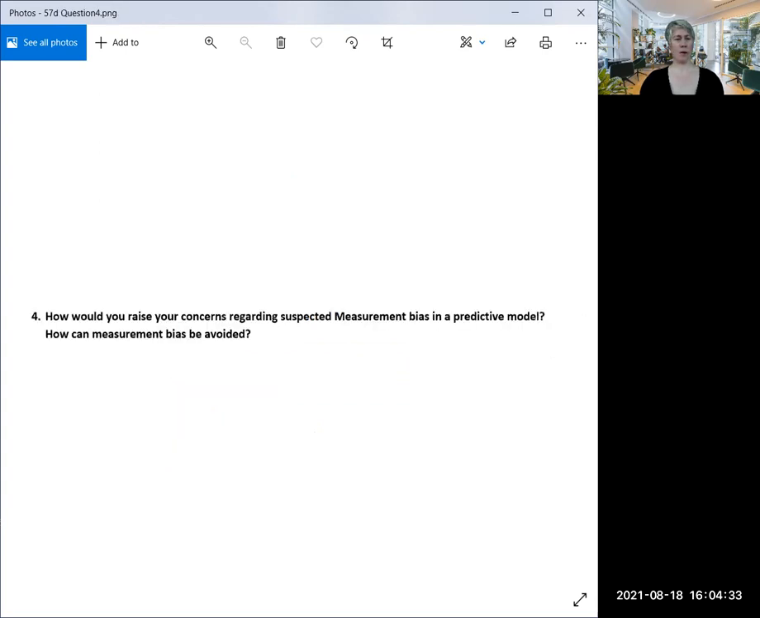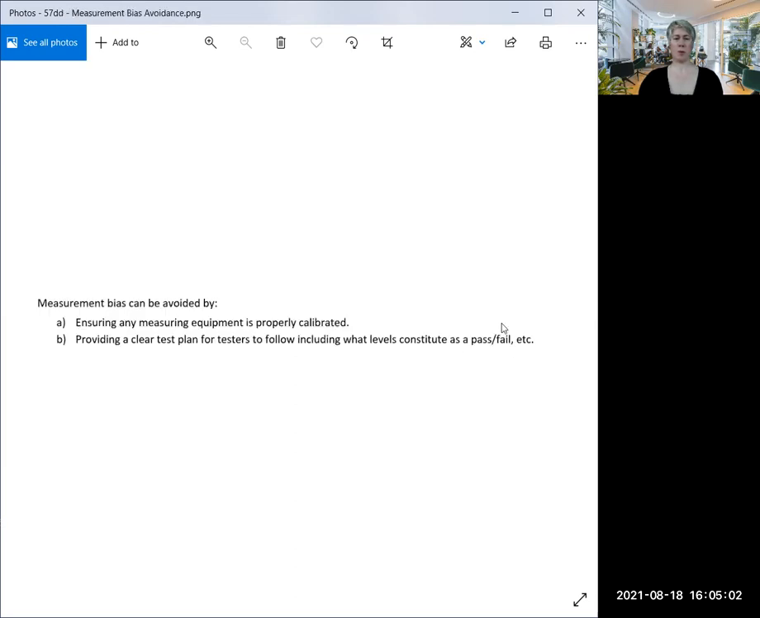Question 4, how would you raise concerns regarding suspected measurement bias in a predictive model? How can measurement bias be avoided? So the best way to communicate any concerns is to document your observations and then provide examples to support those observations. And then once it's written down, you can then share that information with the appropriate people or team for further consideration and follow-up.